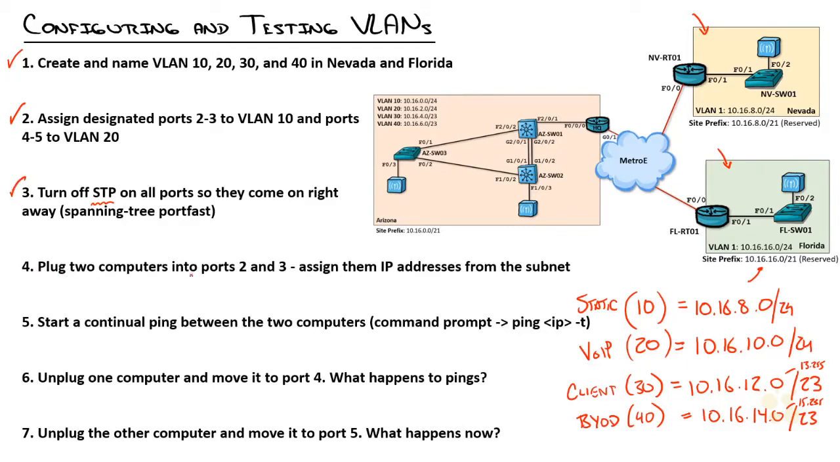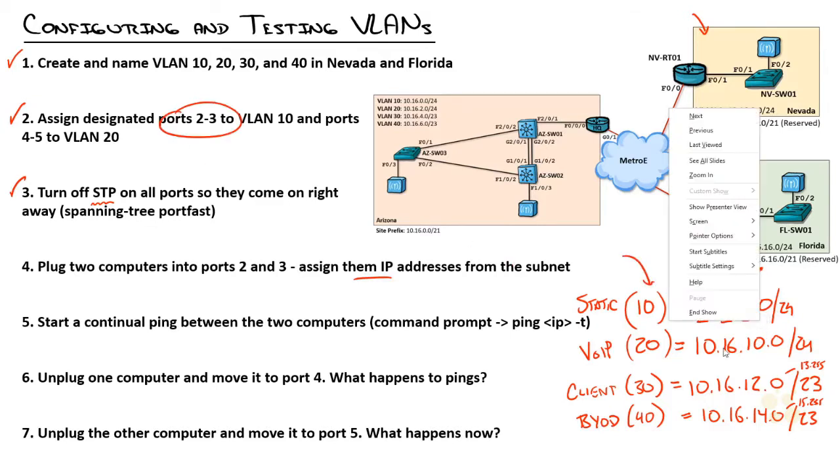Now, plug 2 computers into port 2 and port 3 and assign them IP addresses from the subnet. So, port 2 and 3 are going to be in subnet 10.16.8.0. I need another computer, so let me run and grab my Mac real quick.